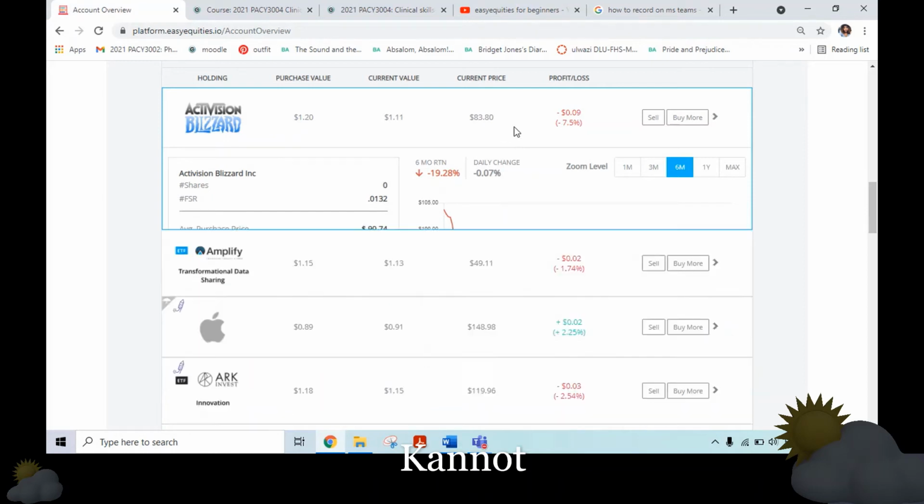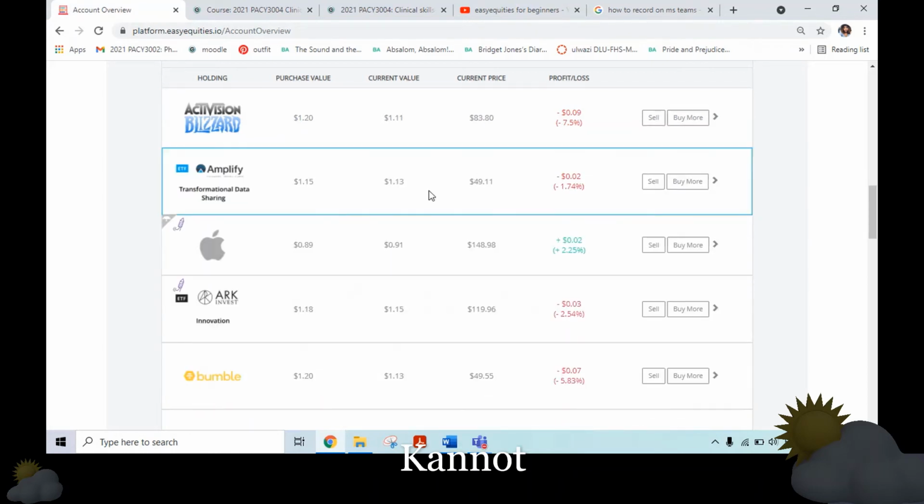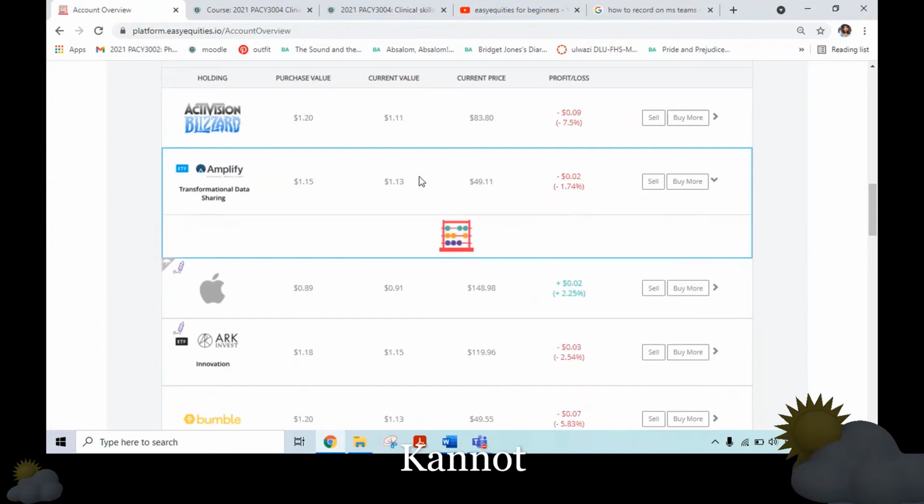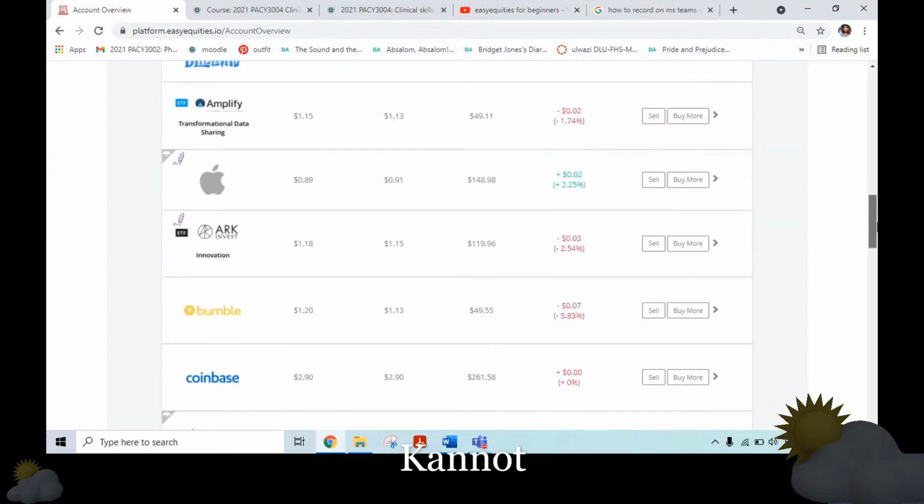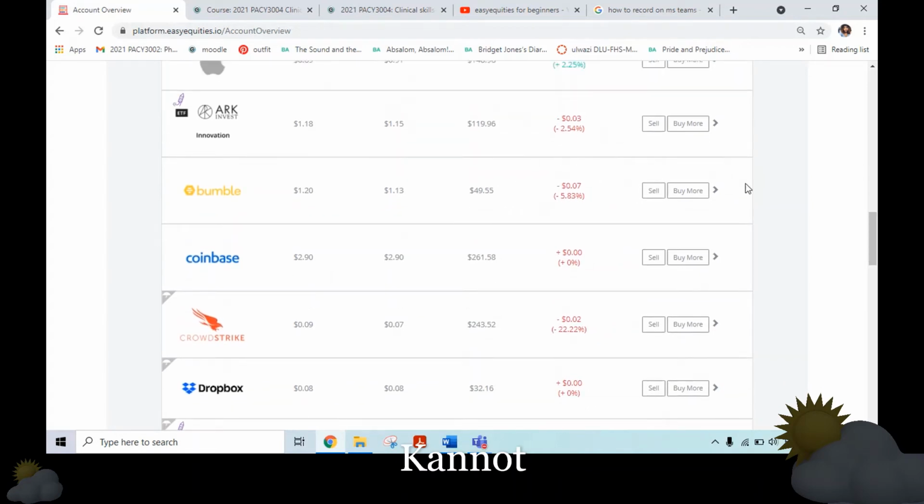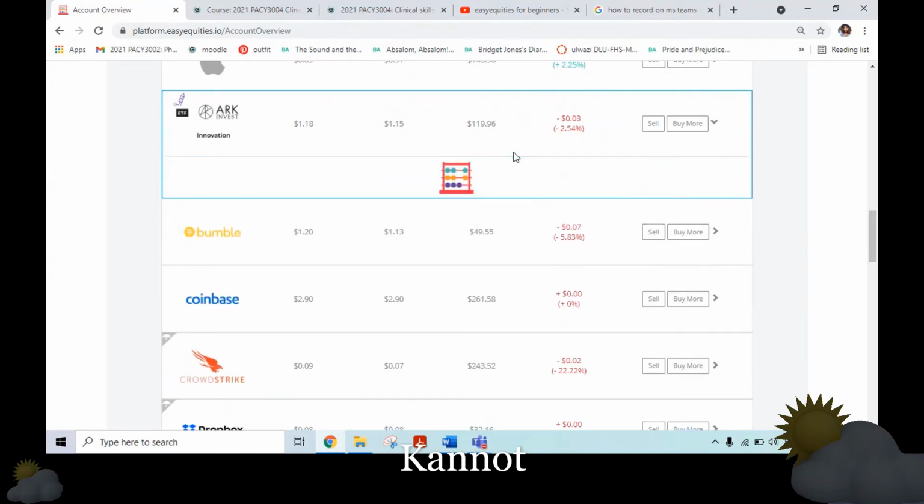Anyway, whatever. So now I've invested in data sharing. As I said before, invest in things that involve computers, data, information, technology. Okay, same thing. Things are not doing well right now, but they will do better.